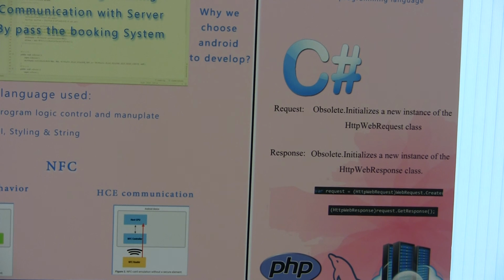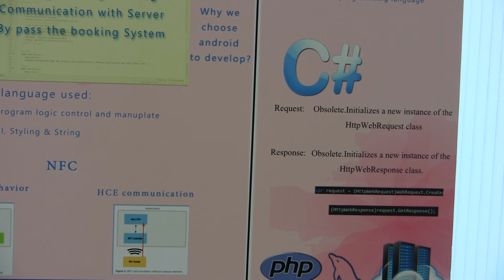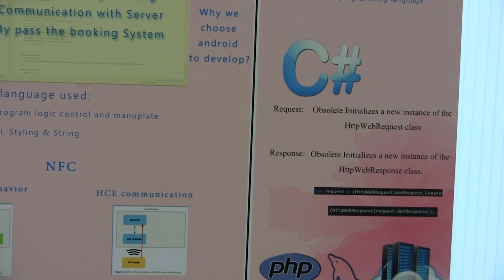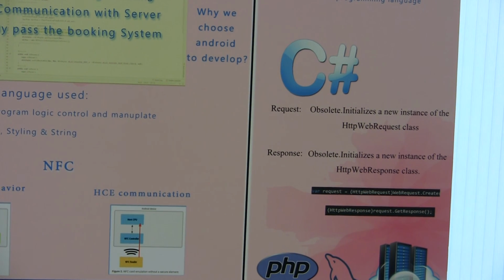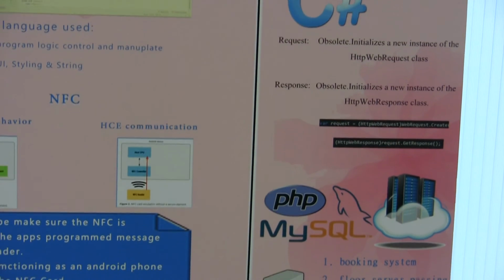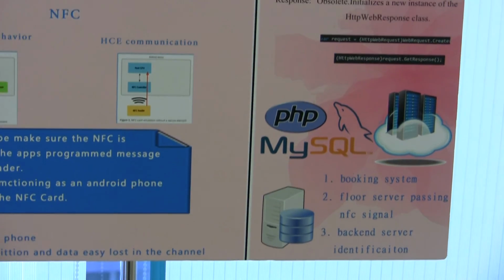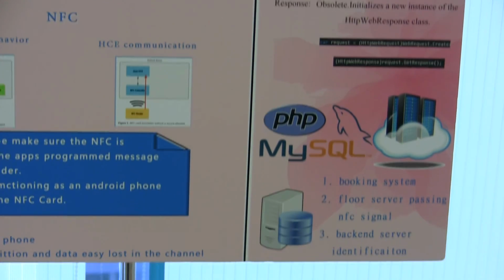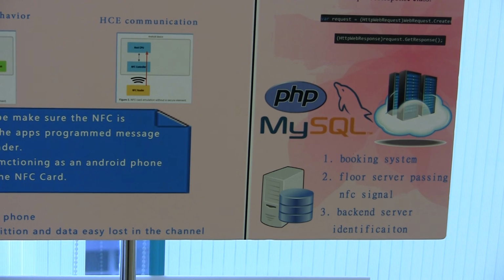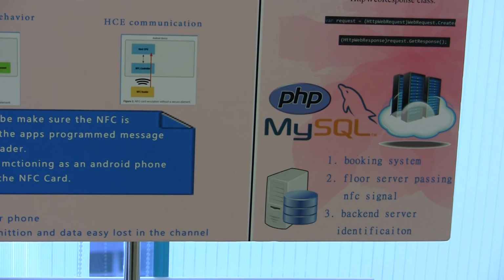At the backend server, I use PHP as the server script and MySQL to handle the database. The backend server will record all the successful booking items into the database, and in addition, it will handle all the NFC content from the floor server and verify the identification of the user. After that, it will transfer the result to the floor server. In the next part, I would like to physically demo the project for you.